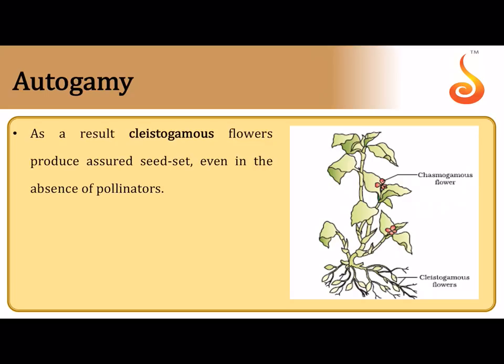Okay? As a result, cleistogamous flowers produce 100% seeds, even without depending on pollinators. Do they need somebody to help in pollination? Absolutely not, because they don't open. They're always closed. When they're always closed, you know that the anther is very close to the stigma, so the pollen will fall onto the stigma on its own.